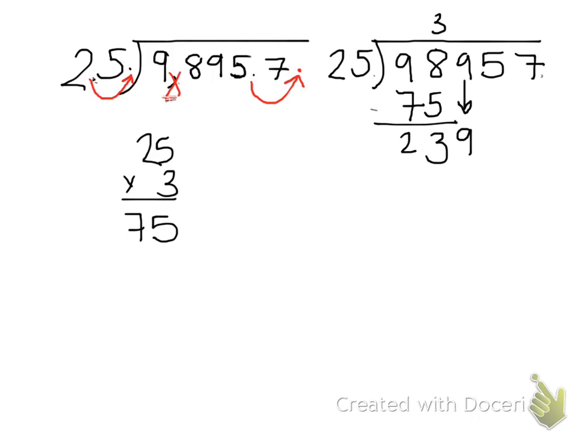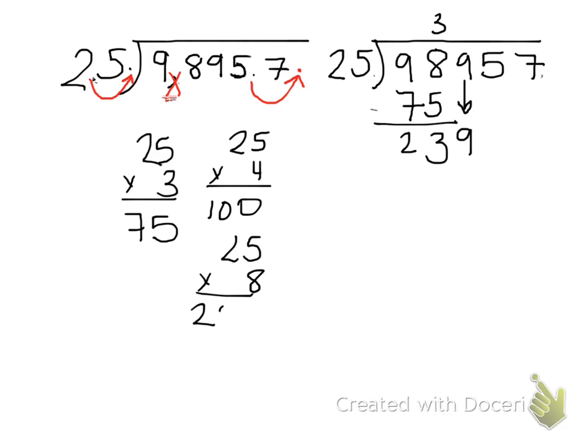Now we're going to bring down the 9. How many times can 25 go into 239? Well, a handy fact about 25 is that 25 times 4 is 100. 239 is close to 200. So that means that if 25 times 4 is 100, then 25 times 8 would be 200. Now 239 is also bigger than 200, so my guess for this is that 25 times 9 would give me the number closest to 239.